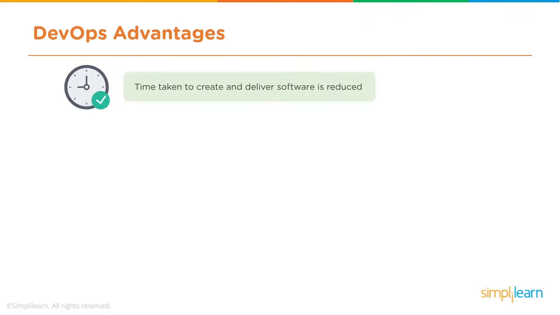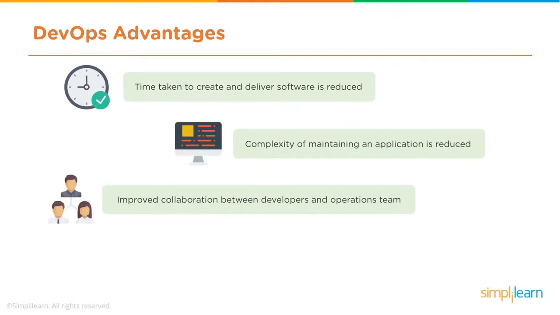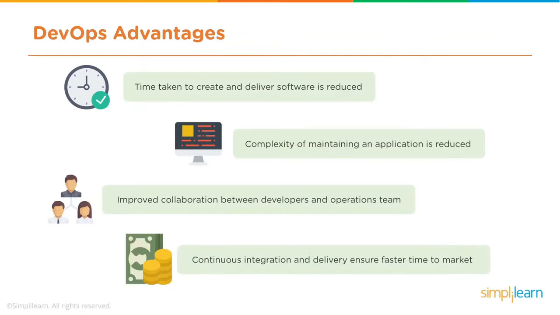So there are some key advantages that DevOps has. The actual time to create and deliver software is dramatically reduced, particularly compared to waterfall. Complexity of maintenance is also reduced because you're automating and scripting out your entire environment. You're improving the communication between all your teams, so teams don't feel like they're in separate silos, but are actually working cohesively together. And there is continuous integration and continuous delivery so that your consumer, your customer, is constantly being delighted.